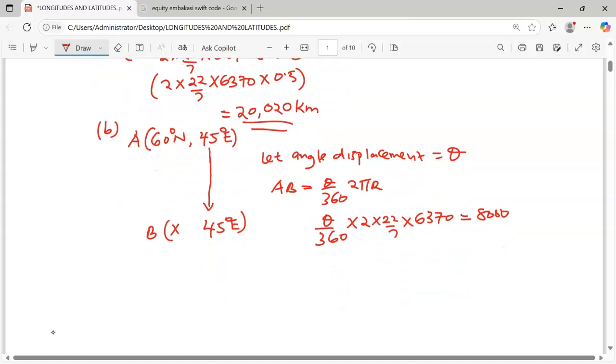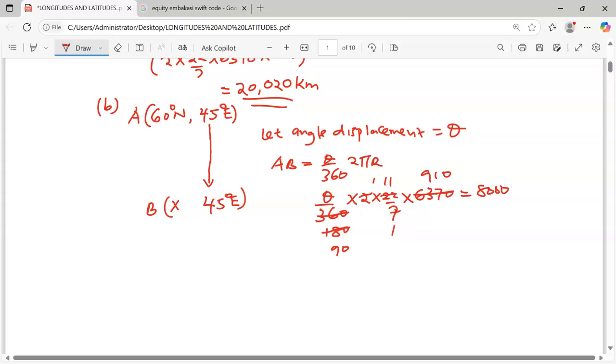From here now we are going to simplify. 7 goes into 7 once. It divides 6370, 910. 2 goes into 2 once. It divides 360, 180 times. 11, that is by 2, 11. By 2 we have 90. That means we are going to have theta multiplied by 11 times 910. You divide by 90, and this one is going to be equal to 8,000.